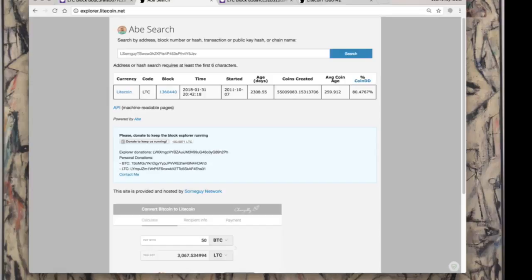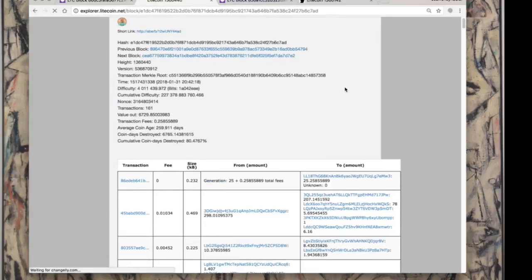Average CoinAge. We'll talk about CoinAge a little bit more when we get to a specific block. And coin day 2, we'll talk about what that means. But the higher the percentage, the more real Litecoin volume you can be sure that the Litecoin network has. So let's take a look at this block, the newest block.